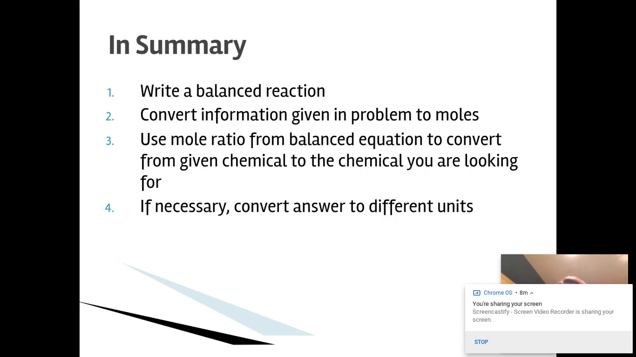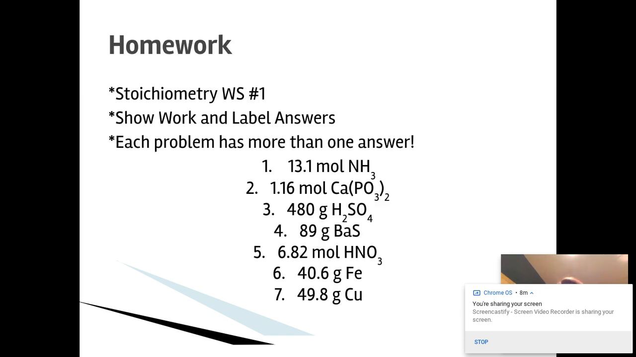So in summary, things that you need to do, you need to write a balanced reaction. That's the first thing you're going to need to do every time. Convert that into moles so that you know you have your mole to mole ratio, and if necessary, convert into different units. I would like to pause right now. You're going to do stoichiometry worksheet number 1. But I would like to go over maybe a couple problems. I'll just invent some problems in my head, just so you feel a little bit better prepared for worksheet number 1.